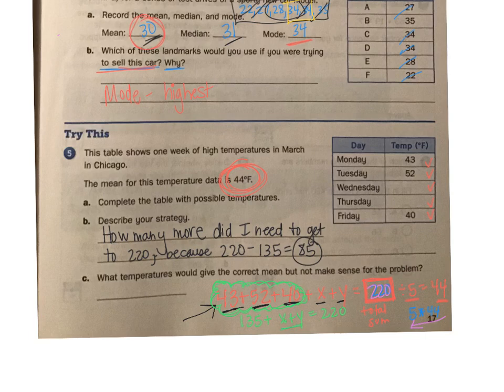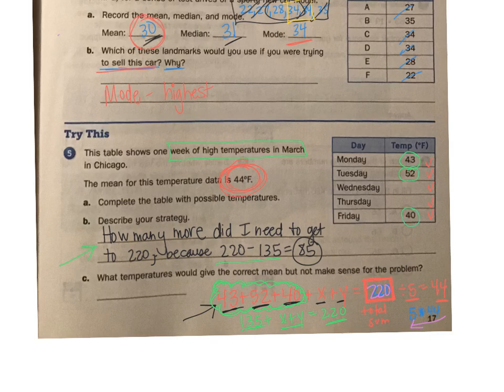135 plus how much more gives me 220? Well, if you look up here, I figured out how many more I needed to get to 220. Because 220, take away the ones that I have, told me it was 85. So what temperatures would give the correct mean, but would not make sense? Well, we're looking at 1 week of high temperatures in March in Chicago, okay?